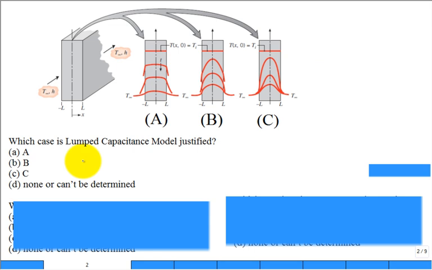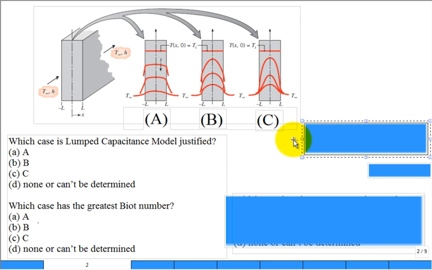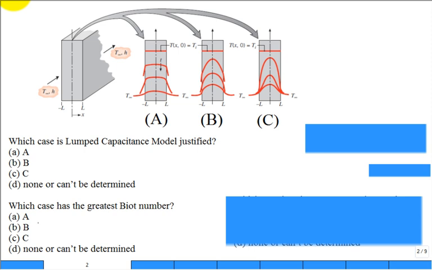All right, now let's try this next clicker question. Which case has the greatest Biot number, the largest Biot number? All right, so everybody's in. So what do we recall? We recall that we had a test for the justification of lumped capacitance. We said we're going to calculate this Biot number. It's h L sub c divided by k.